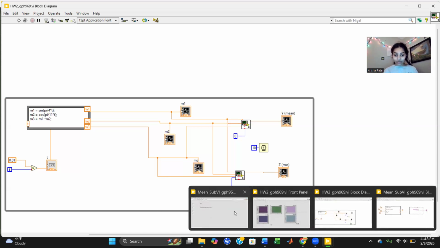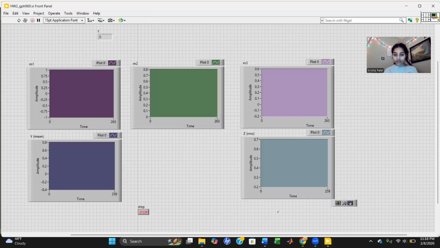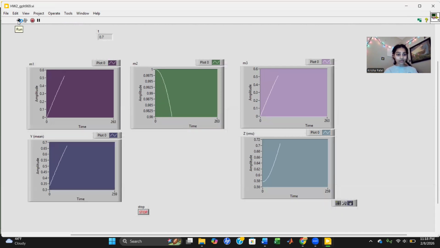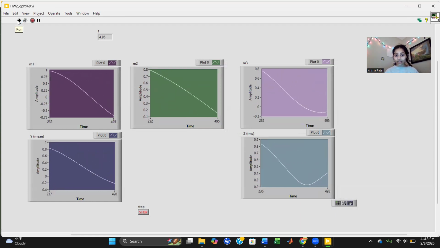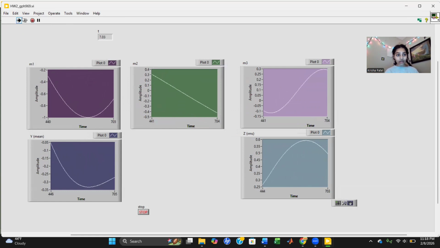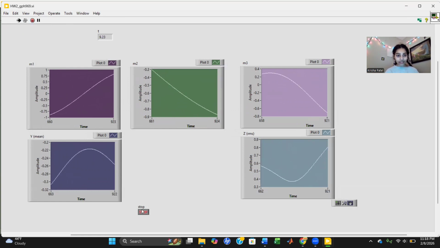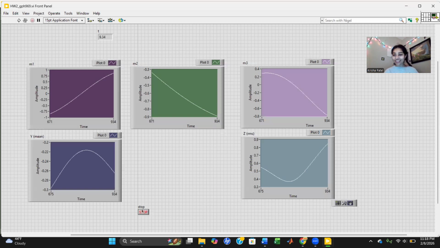And now I'm going to run our VI. As you can see, it is forming as we go, and we're going to stop at 9.3 seconds.